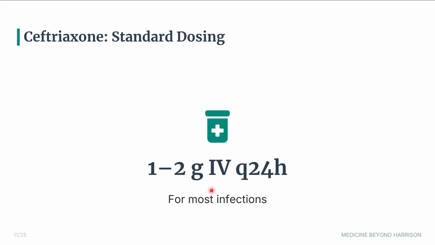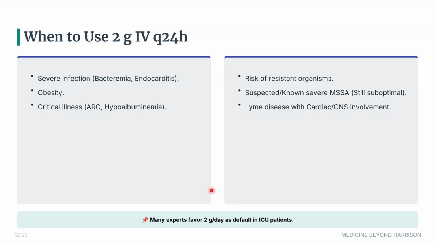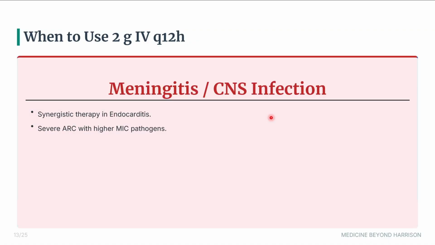Standard dosing is 1 to 2 gram IV once daily for most infections. The standardly followed dosing is 2 gram IV once daily. 2 gram IV once daily is used for severe infections, bacteremia, endocarditis, obesity, critical illness with ARC and hypoalbuminemia, risk of resistant organisms, suspected or known MSSA, and Lyme disease also. So many experts favor 2 gram per day dosing as default in the ICU setup also.